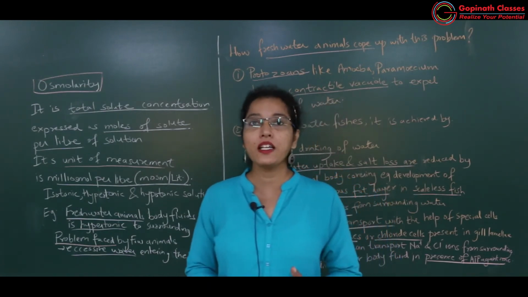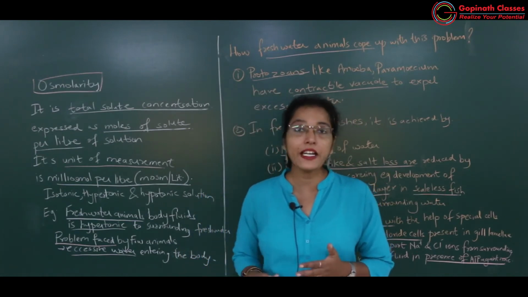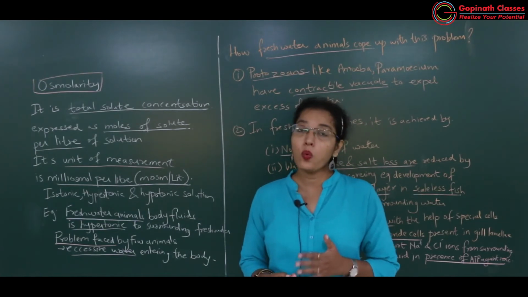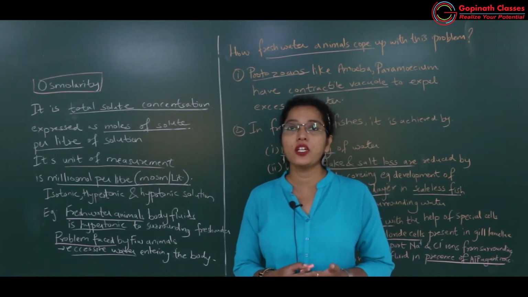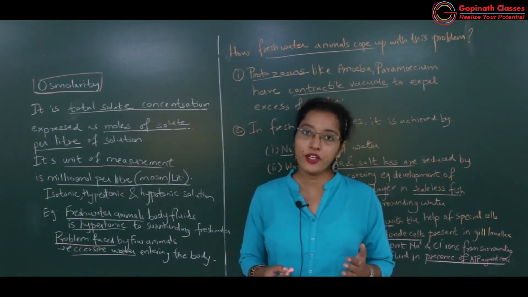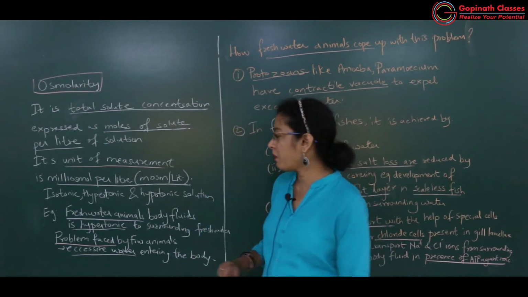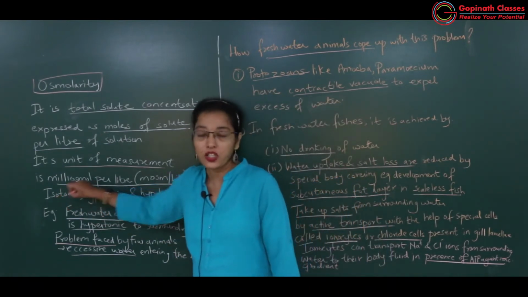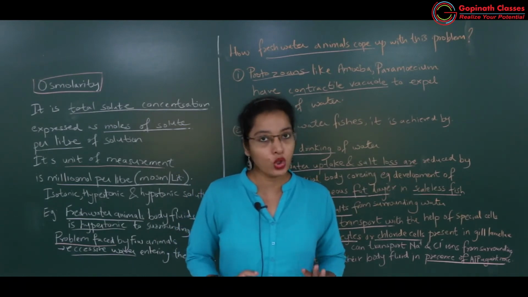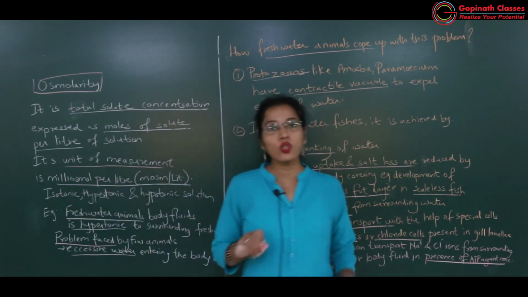Now, before we go in detail, let us firstly discuss what problems are faced by the freshwater animals to maintain the osmolarity of the body fluids. Okay. And what are the different adaptations seen in freshwater animals to maintain the osmolarity of the body fluid. Okay. So, before we go in detail about that, let us firstly know what isotonic, hypertonic and hypotonic solutions are. Okay. Isotonic means what?